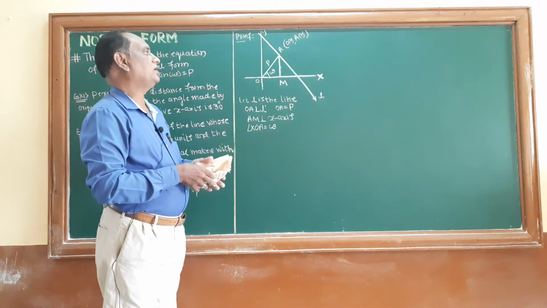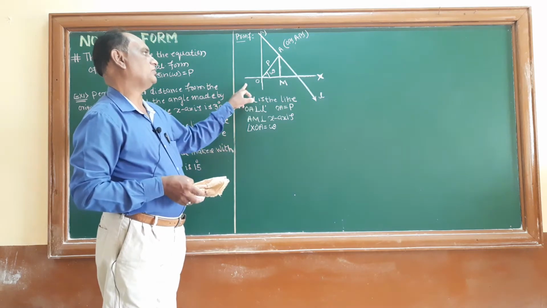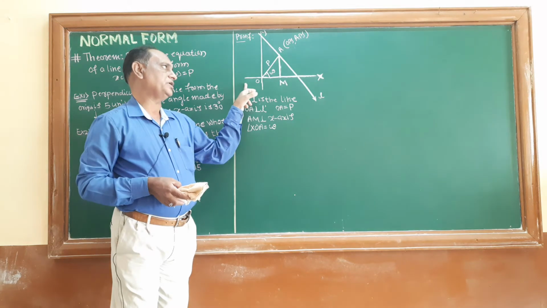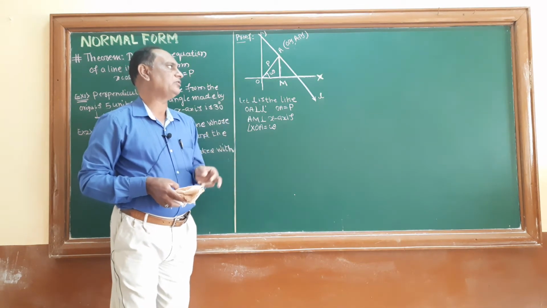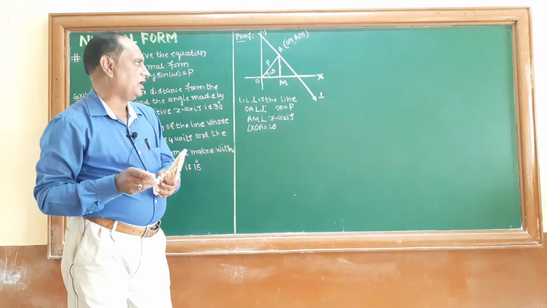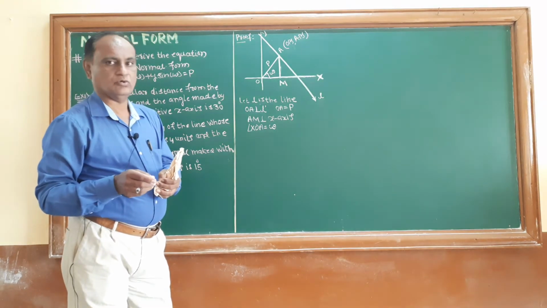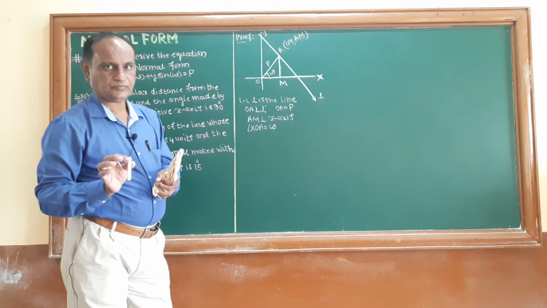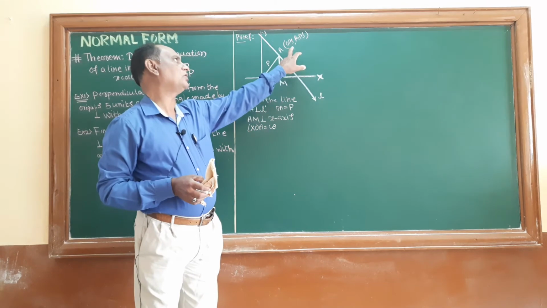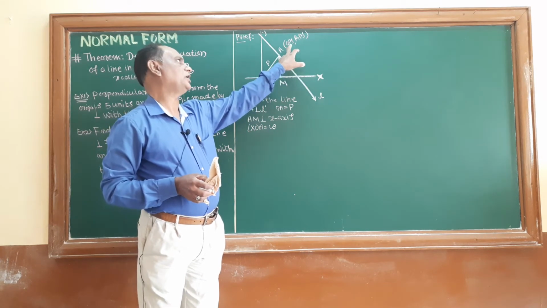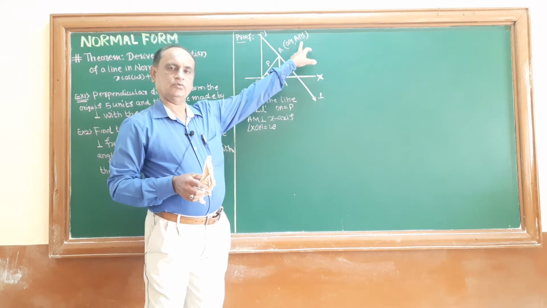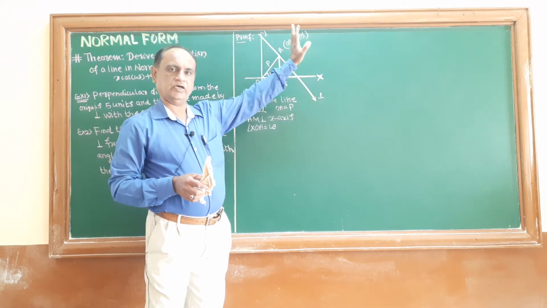I drew OA perpendicular to the line L, OA is equal to p as supposed. Then again you have to draw AM perpendicular to the x-axis, where angle XOA is equal to omega. Okay, then the next important point is to find the value for the coordinates of point A, OM comma AM. Your duty is to calculate the values of OM and AM.